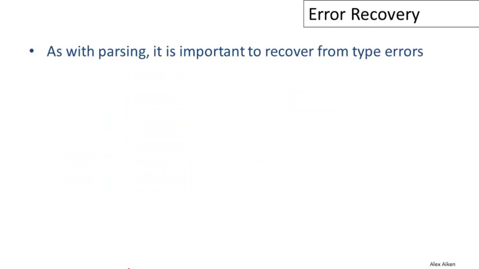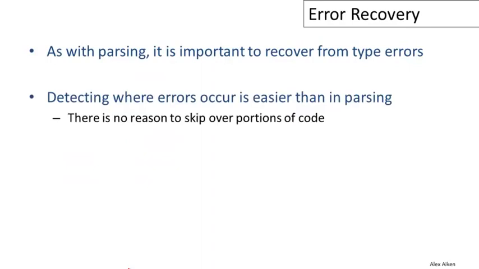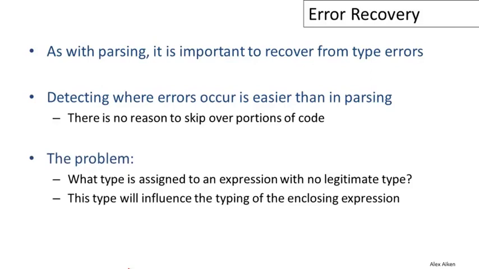So as with all the other front-end phases, like lexing and parsing, it's important to recover from errors that happen during type checking. But unlike parsing, it's much easier to recover from errors in the type checker because we already have the abstract syntax tree. And so there's no need to skip over portions of the code as we did in parsing before we even knew what the structure of the program was.